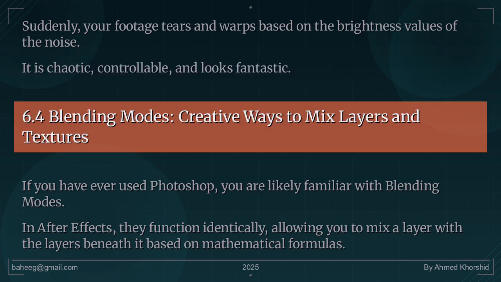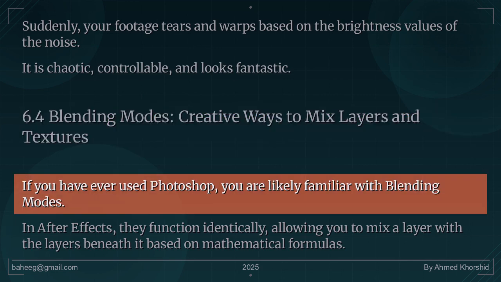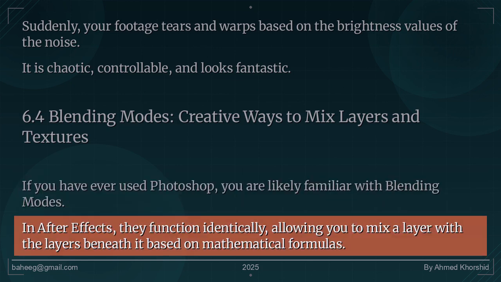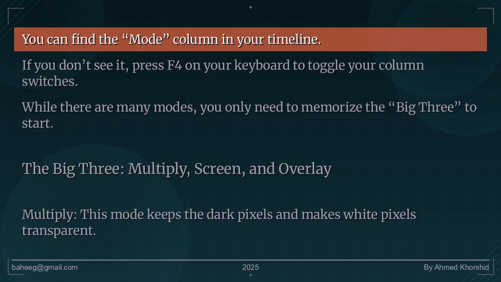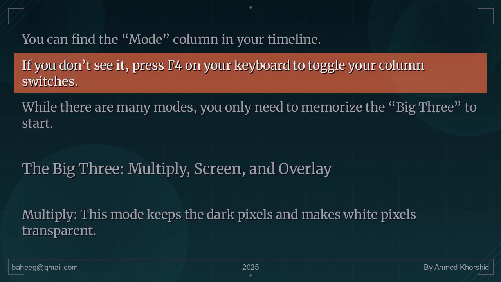6.4 Blending modes, creative ways to mix layers and textures. If you have ever used Photoshop, you are likely familiar with blending modes. In After Effects, they function identically, allowing you to mix a layer with the layers beneath it based on mathematical formulas. You can find the mode column in your timeline. If you don't see it, press F4 on your keyboard to toggle your column switches.